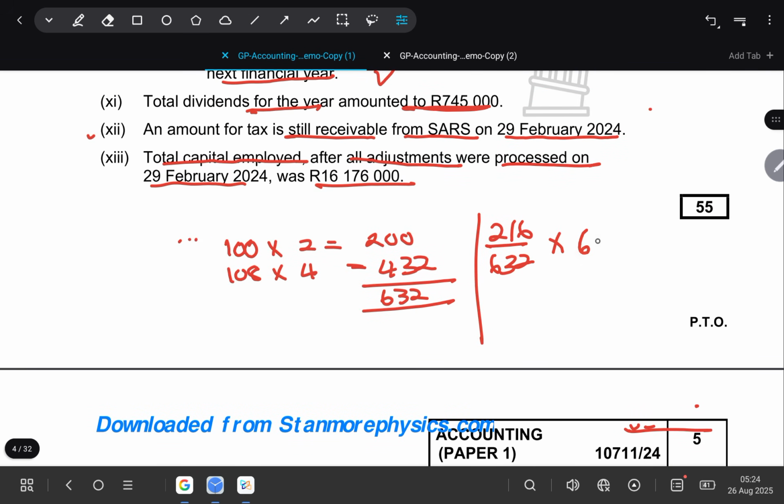So we'll multiply by 385,520, and then it will give us the amount that was prepaid. So we will say 216 divided by 632 multiply by 385,520. Let me see. Oh, 385, sorry.